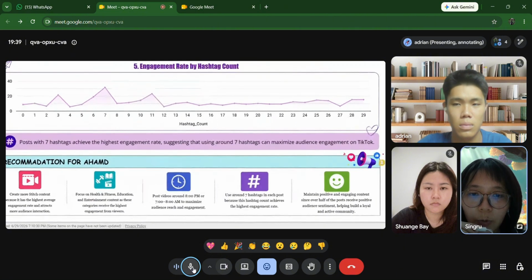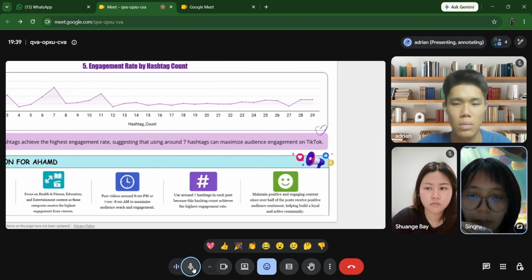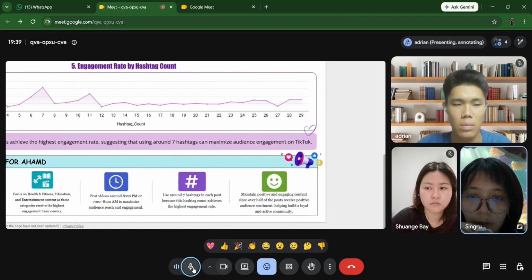Fourth, Ahmad should use around 7 relevant hashtags. This can help his video reach the right audience and increase visibility. Fifth, Ahmad should continue creating positive and valuable content. Since the sentiment chart shows most audience responses are positive, Ahmad should maintain a friendly tone, clear message, and useful content. Overall, these recommendations can help Ahmad improve his TikTok content strategy. Instead of randomly posting content, Ahmad can use the dashboard insights to plan better.